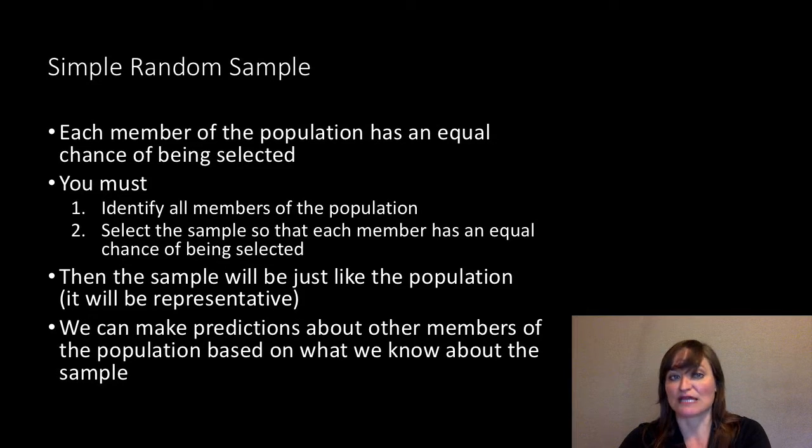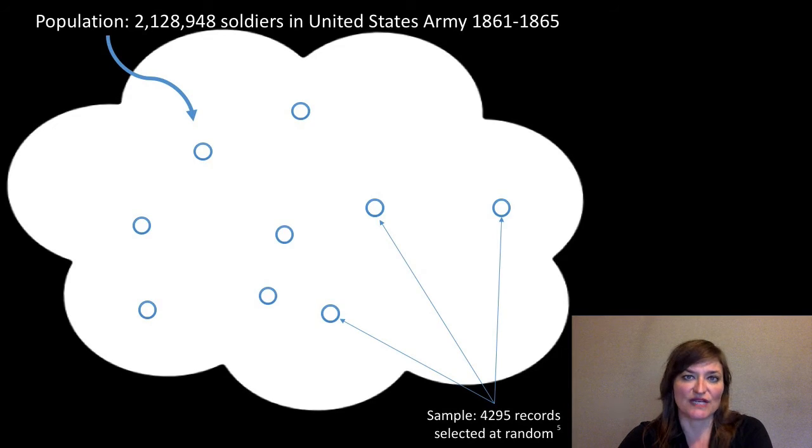It is representative. So there are two simple steps. Simple. You have to identify all members of the population, and then you have to select the sample so that each member has an equal chance of being selected. If you can do that successfully, then your sample will look just exactly like your population. If we've done that, then we could make predictions about other members of the population based on what we know about the sample. And it's those predictions that are the information that the data is giving us.